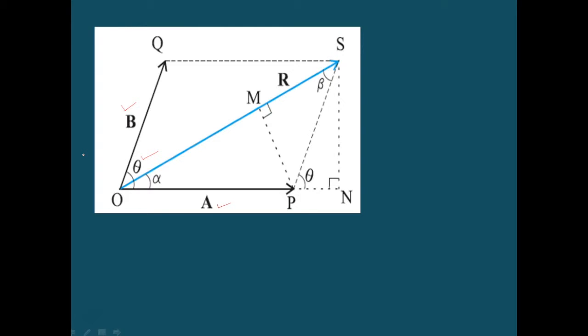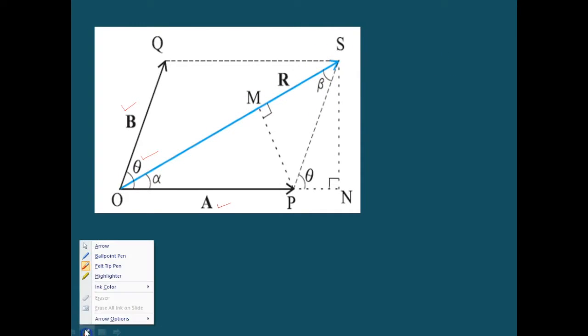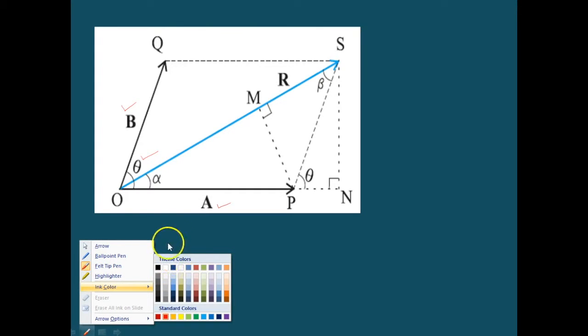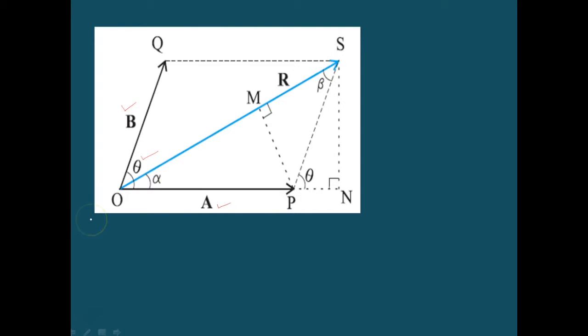Then, using the parallelogram method of vector addition, OS represents the resultant vector R. By using the parallelogram law, we extend Q to S and P to S, forming a parallelogram, and the resultant vector is represented by the line OS. OS is the resultant vector, and we know that the resultant vector can be found by adding the vectors A and B, isn't it?